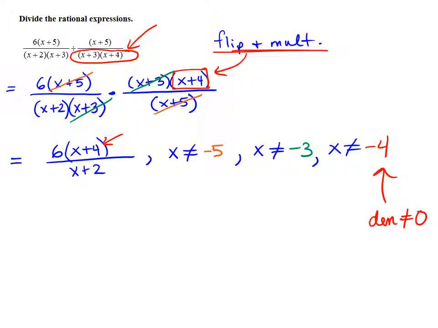So things you have to watch out for when you're dividing rational expressions in terms of domain restrictions. First off, anything where you've done any cancellation. And then anything where the original denominator could have been 0.